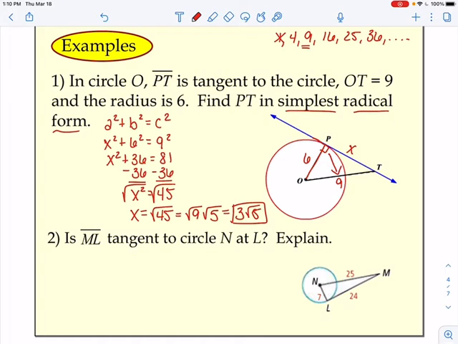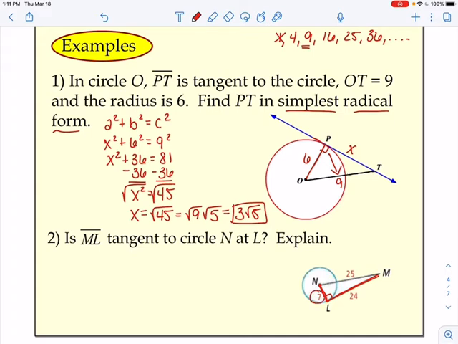Okay, question 2, now they want to know if ML is tangent to the circle N at L. So we want to know if this is the point of tangency, and we're going to explain why. Well, if this is tangent, that means that these two things, that radius and that other line, so both the segments that I highlighted in red there, need to form a right angle. So how can I determine if they form a right angle?